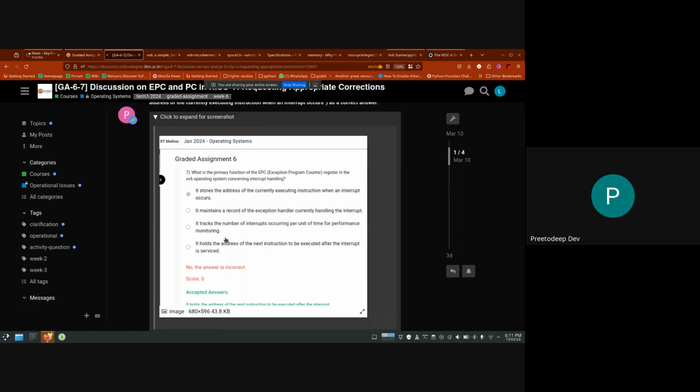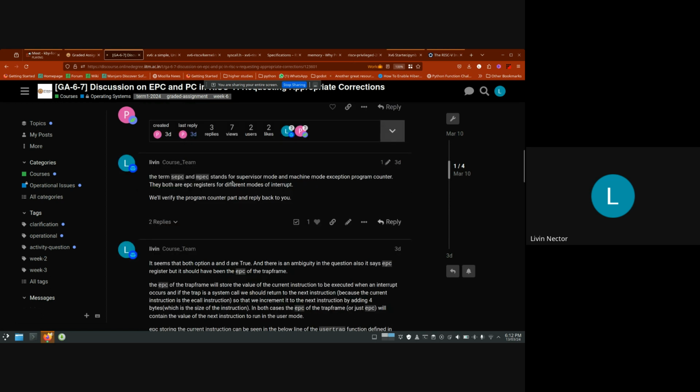When you mentioned that it should be the EPC of the trap frame and not the register, I was confused as to what will be the actual difference in outcome between the two questions. So we don't have an EPC register, right? It's SEPC and MEPC. That's why the EPC should be the EPC of the trap frame.